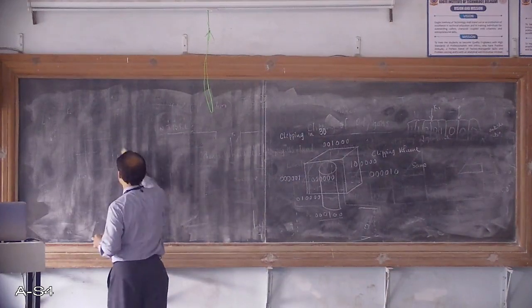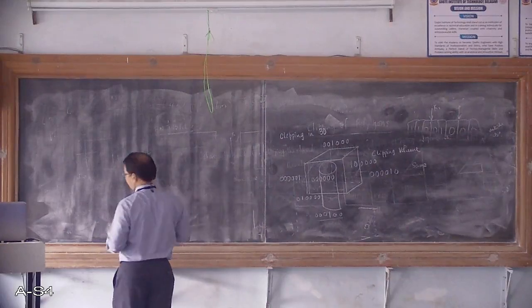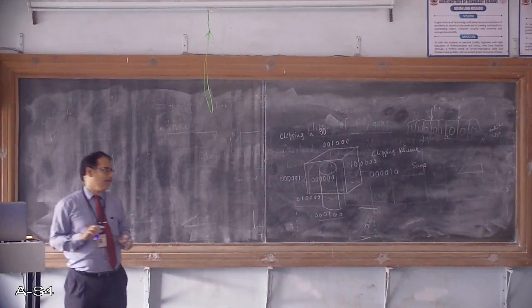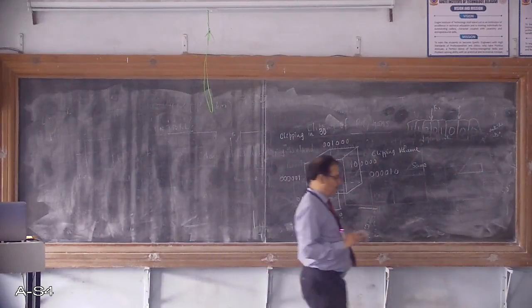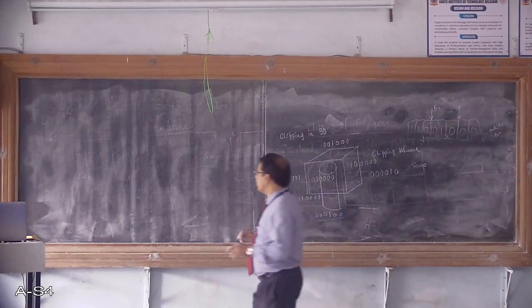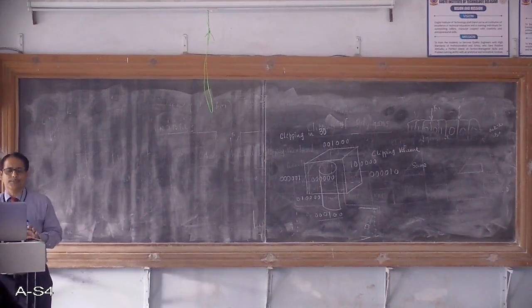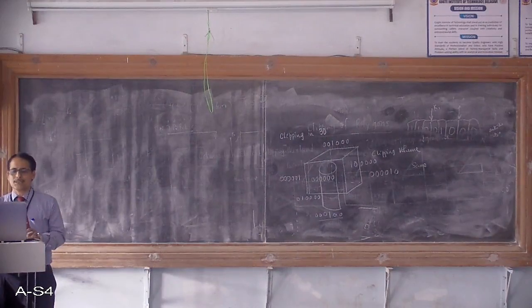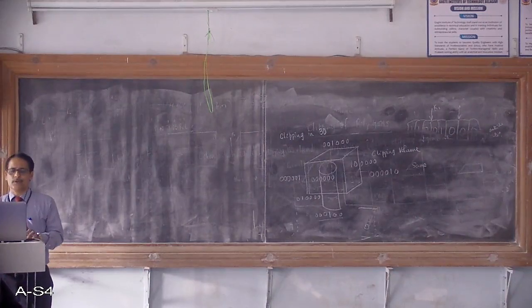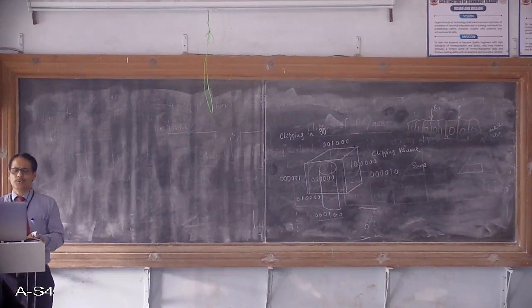With the only change that instead of a 4-bit region code, we now have 6 bits of region codes. So the Cohen-Sutherland algorithm is simply extended for clipping of three-dimensional objects. You can also make use of the Liang-Barsky line clipping algorithm similarly, and we can clip the three-dimensional objects against a given clipping window.